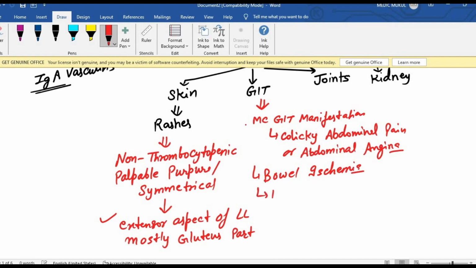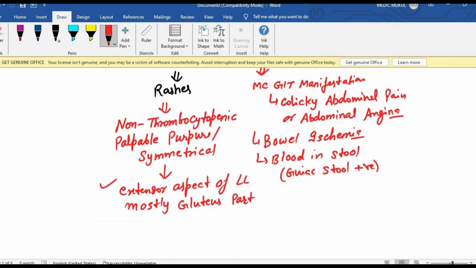And we can see blood in the stools, which occurs due to hemorrhage. If there is any GIT problem, we will see blood in the stools, and that's why we do the guaiac test, and it is guaiac stool positive. Now, what is the most dangerous complication of the GIT? That is intussusception.